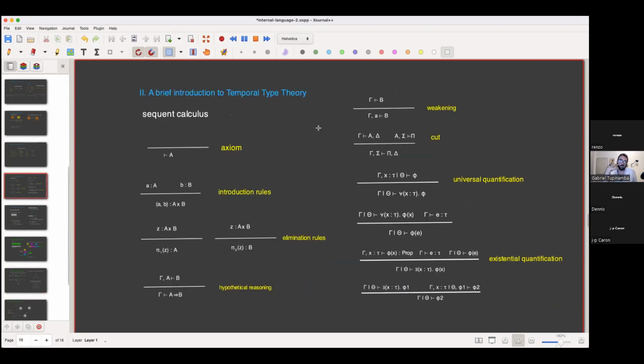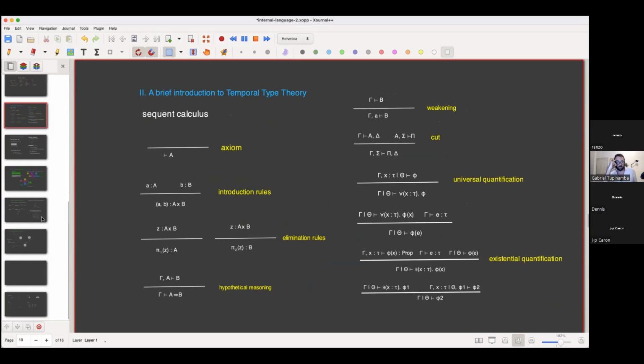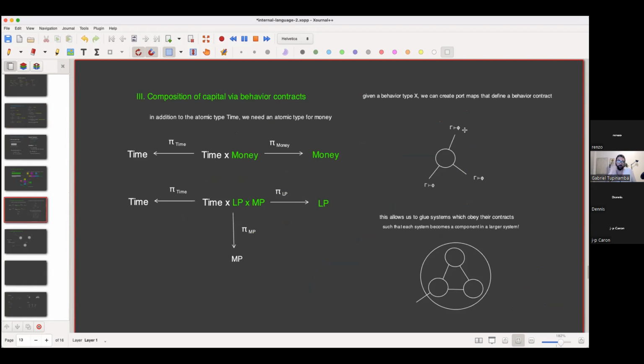So this is where all this crazy type language comes into play. Using this language, we can formalize the interface between a system and the outside world, right? In terms of this logical language. So we can attach to every port a contract that says, in order to communicate with me, you must satisfy certain constraints, which is symbolized by this phi symbol. And if you're able to satisfy these constraints, then we can connect together. So we can start to glue systems which obey their contracts.